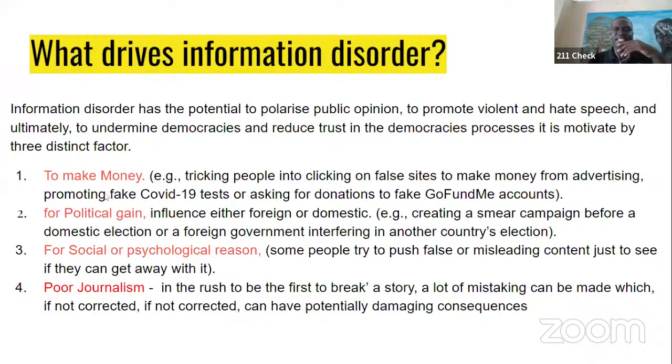One of these factors is money making. When people trick you into clicking on false sites, they can make money from advertisements. And sometimes even from the engagements that they have with you, they can easily get money from you. So this is one reason why people do misinformation and disinformation campaigns.